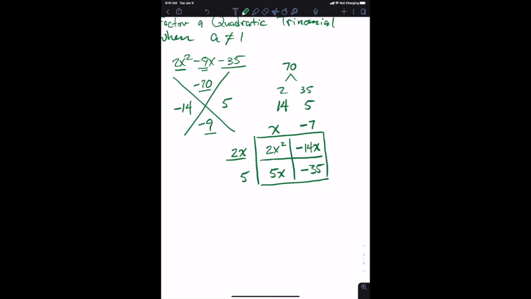And so what this tells us is that we use the area model backwards now, and we're really representing x minus 7 times 2x plus 5. And there we have it. We factored our quadratic trinomial, and there are the two factors in the form of two binomials.